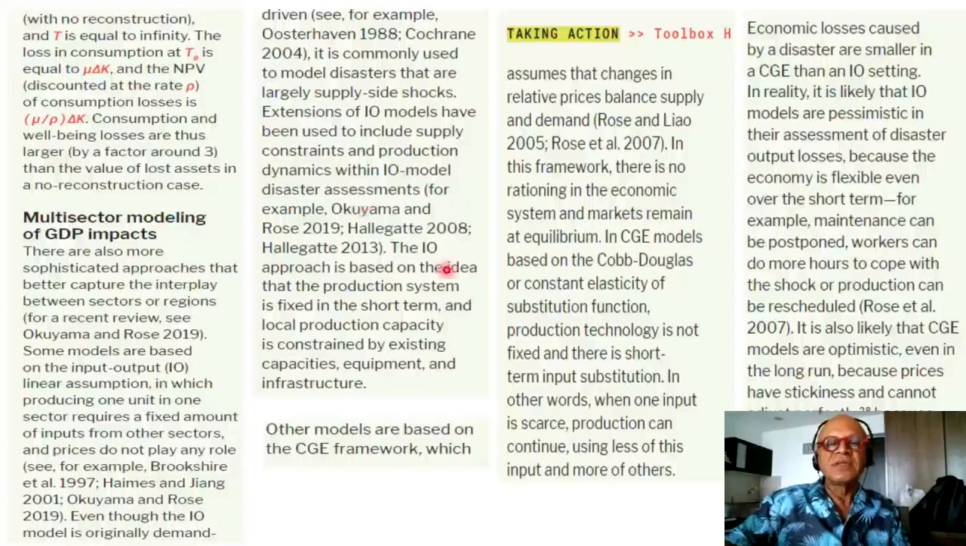Extensions of IO models have been used to include supply constraints and production dynamics within IO model disaster assessments. The IO approach is based on the idea that the production system is fixed in the short term and local production capacity is constrained by existing capacities, equipment, and infrastructure. So this essentially says you don't need to import anything to reconstruct or rebuild, bring back capacity, turn on the equipment, etc., which is obviously not always the case.